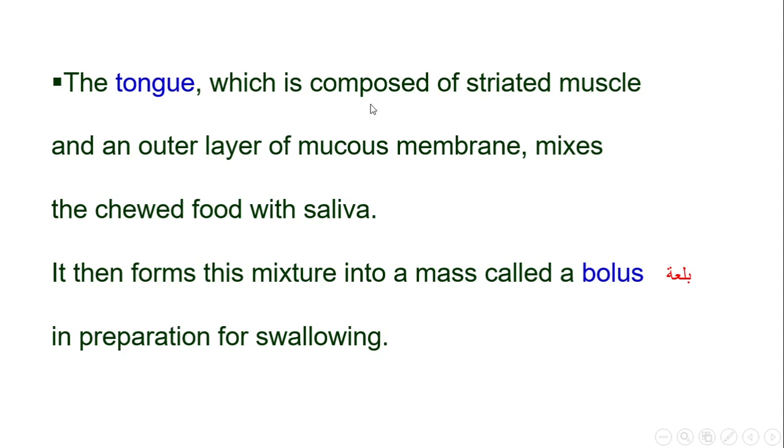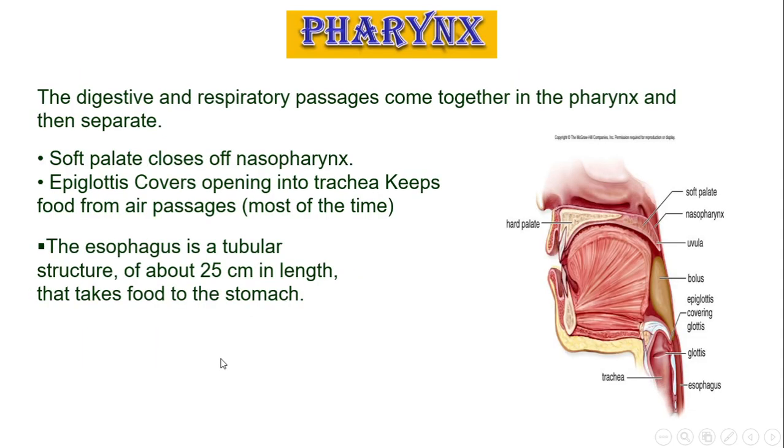The tongue, which is composed of striated muscle and an outer layer of mucous membrane, mixes the chewed food with saliva. It then forms this mixture into a mass called a bolus, in preparation for swallowing.